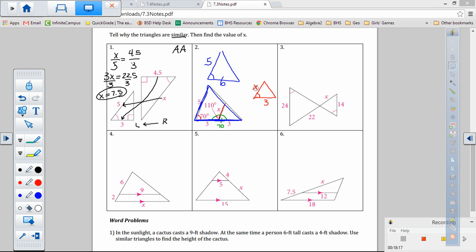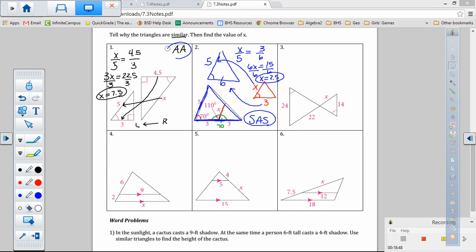X is to 5, sorry, x is to 5 as 3 is to 6. Cross multiply, 6x equals 15. Divide both sides by 6. X equals 2.5. Done. Those two triangles are congruent by side, angle, side.